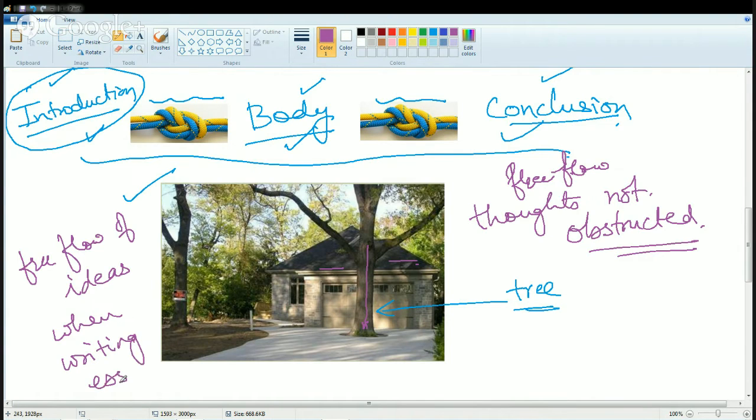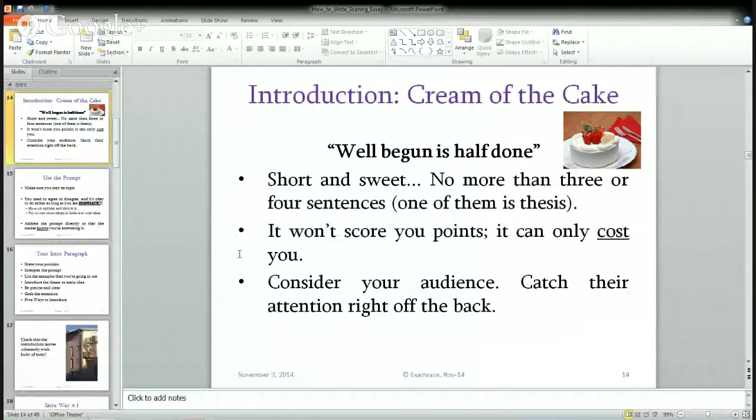Okay, now let's start with the introduction. Introduction is a kind of cream of the cake. When you are talking about the introduction, what is important here is that you write it in a very short and sweet manner. It should not be more than 3 to 4 sentences. It should form the basis. It would not give you extra points, but your points might be deducted if you do not have an introduction. You won't be given an extra point for writing an introduction definitely, but there can be a deduction of points if you are not writing an introduction.